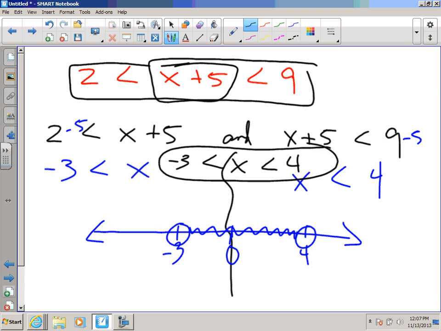Give me something here that would be shaded. How about 0? 0 plus 5 is what? Is 2 less than 5? 0 plus 5 is 5. Is 5 less than 9? Because it's shaded, it's a solution to both of those inequalities. Right? Try one.